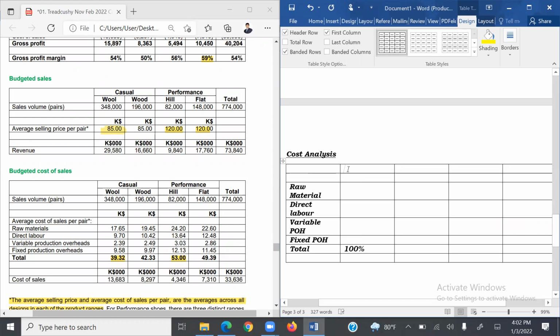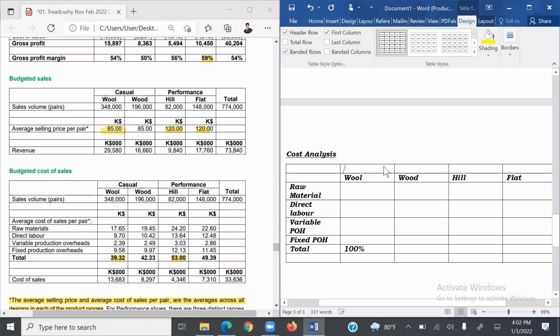Very simple. That is wool. And then we have the wood. Then we have the hill. And then we have the flat.